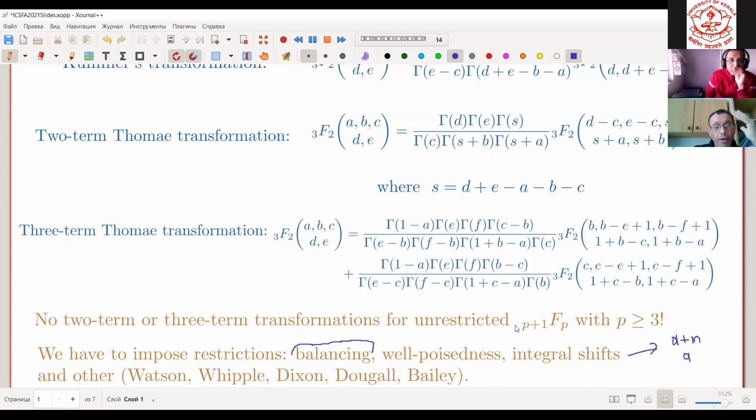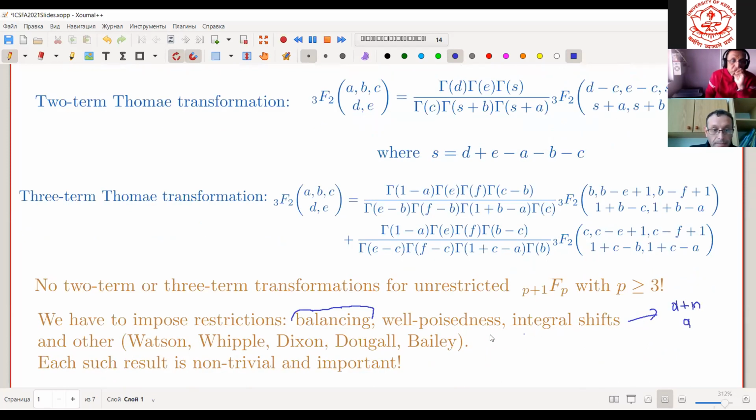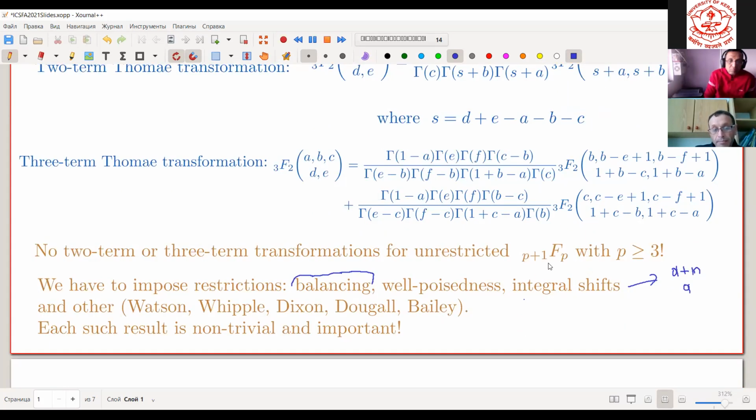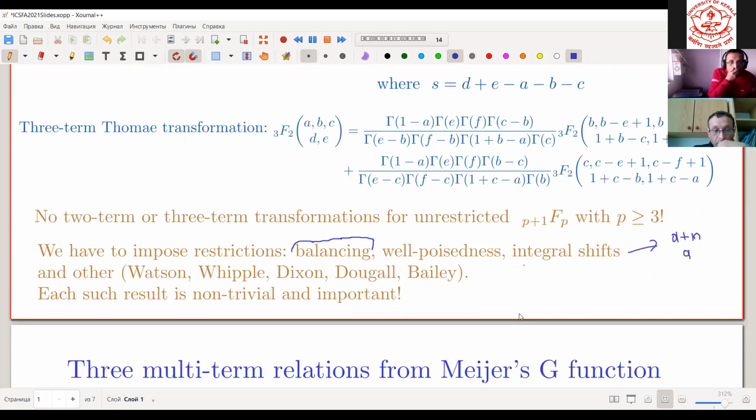These are the typical conditions. And in this case, there are famous transformations usually associated with the names of Watson, Whipple, Dixon, Dougall, and Bailey. Other names as well, but these are the most classical ones. Each such result gives certain information and probably analytic continuations, but for restricted parameters. In the unrestricted case, we still have, in general for this function, p plus 2 term relations, and I call them multi-term relations, and some of them are pretty obvious.